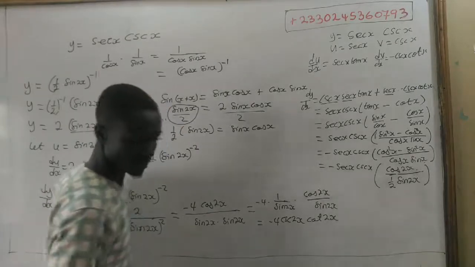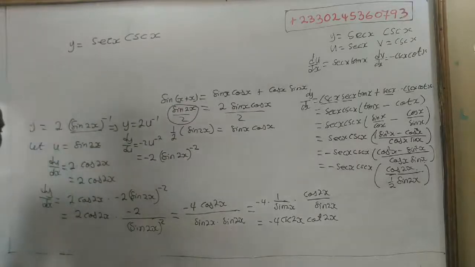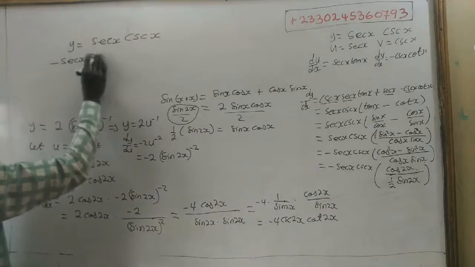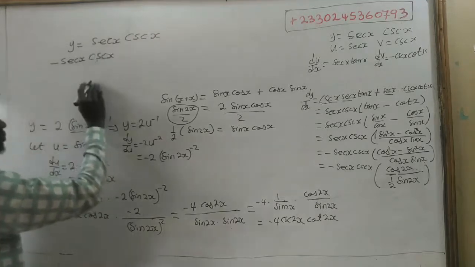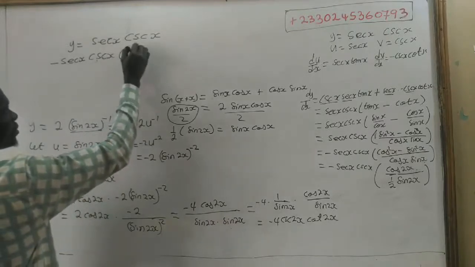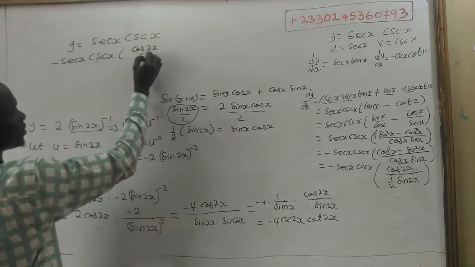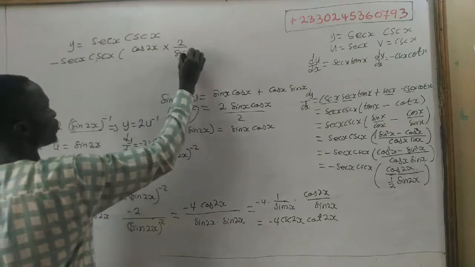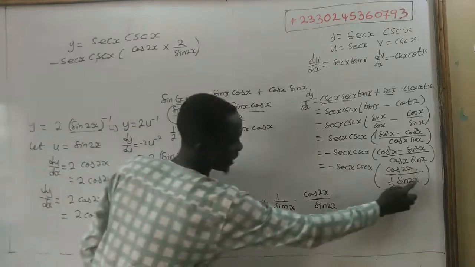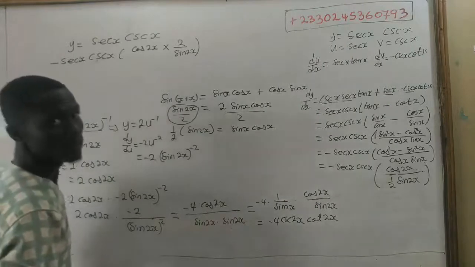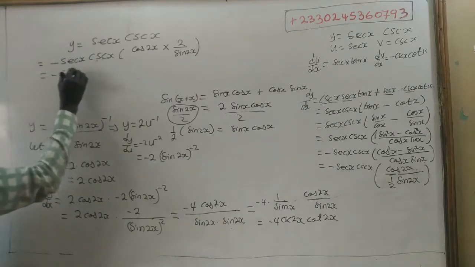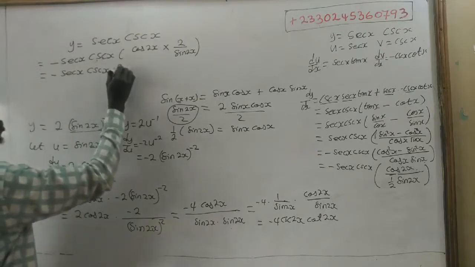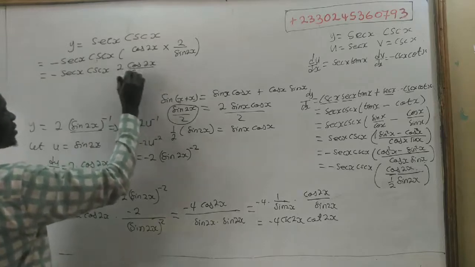Now let us proceed. Let me clear the top. I want the final answer to be there so that we see that the answers are the same. So here, what are we going to do? This one is the same as minus secant x cosecant x, and then this will become cosine 2x divided by sine 2x over 2, because this is the same as sine 2x divided by 2, so if it is multiplied, it will turn upside down. So this will be the same as negative secant x cosecant x, and this will become 2 cos 2x divided by sine 2x.